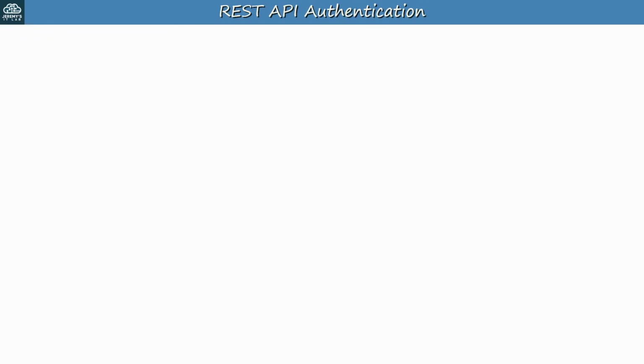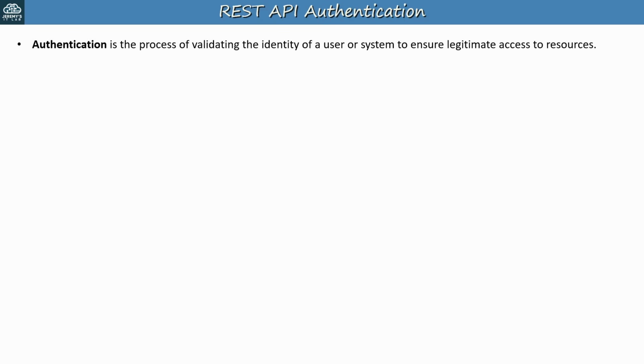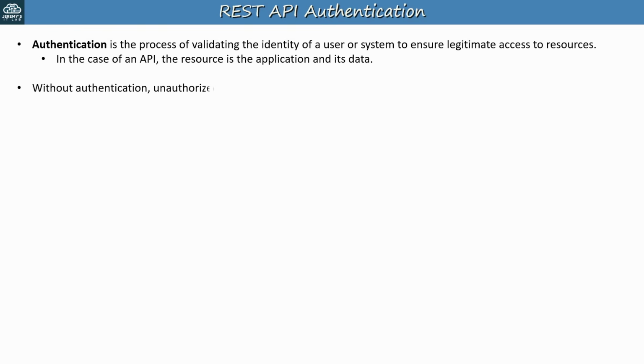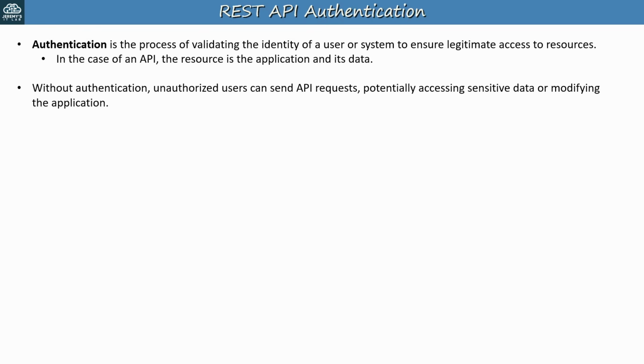Hopefully you already know this definition from the security section of the course, but authentication is the process of validating the identity of a user or system to ensure legitimate access to resources. In the case of an API, the resource is the application and its data. In many cases, these resources should be protected. But without authentication, unauthorized users can send API requests, potentially accessing sensitive data or modifying the application.